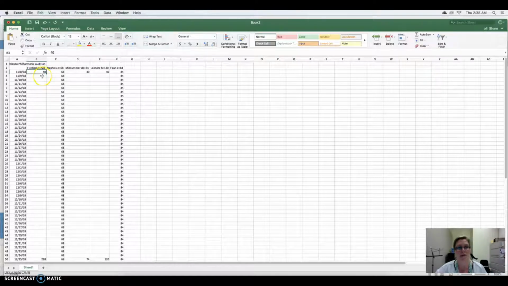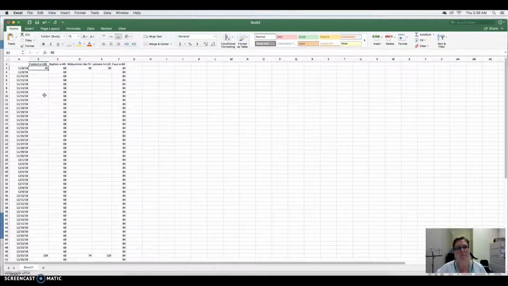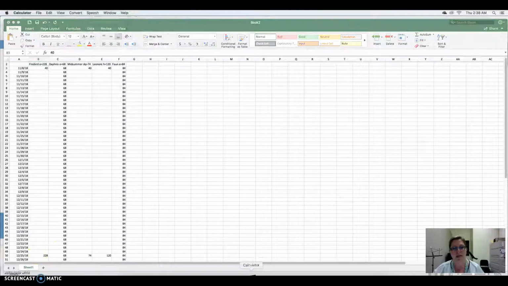So I'm, of course, not going to type in 40 here, or else it would keep me at 40. But I say, okay, my goal tempo is 228. My starting tempo is 40. What is the very least amount of increase I need to do per day to get myself all the way from eighth equals 40 to 228 by Christmas? So I take 40 from 228, which is 188.